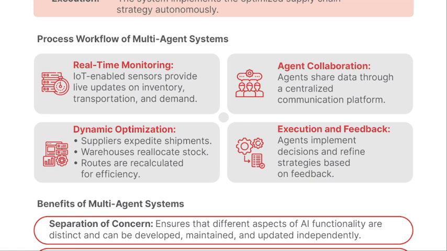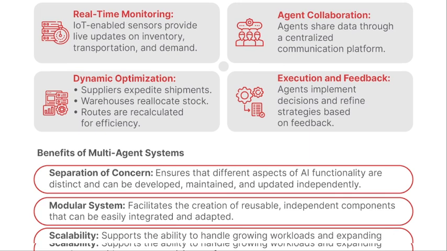Routes are recalculated for efficiency. For example, I have to go from point A to point B, and there are three ways to go from point A to point B. So it will calculate the best route, shortest route, time-saving route, and traffic. If there is less traffic, it will calculate and select that particular route for efficiency. The next is execution and feedback. Agents implement decisions and refine strategies based on the feedback.